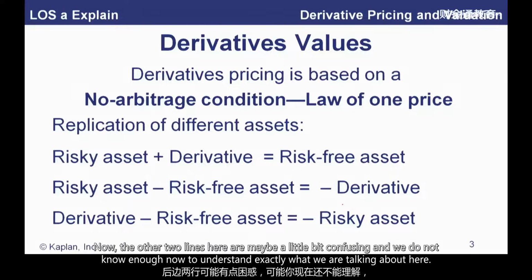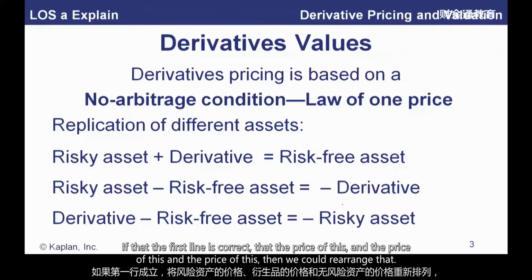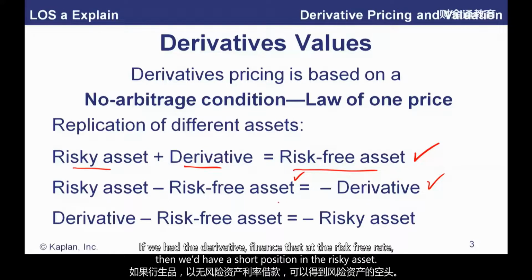Now, the other two lines here are maybe a little confusing, and we don't know enough now to understand exactly what we're talking about here. But the simple algebra is there. If that first line is correct, that the price of this and the price of this is the price of this, then we can rearrange that. So we could say a risky asset, if we borrowed at the risk-free rate, we could create a short position in the derivative. If we had the derivative and financed that at the risk-free rate, then we'd have a short position in the risky asset.